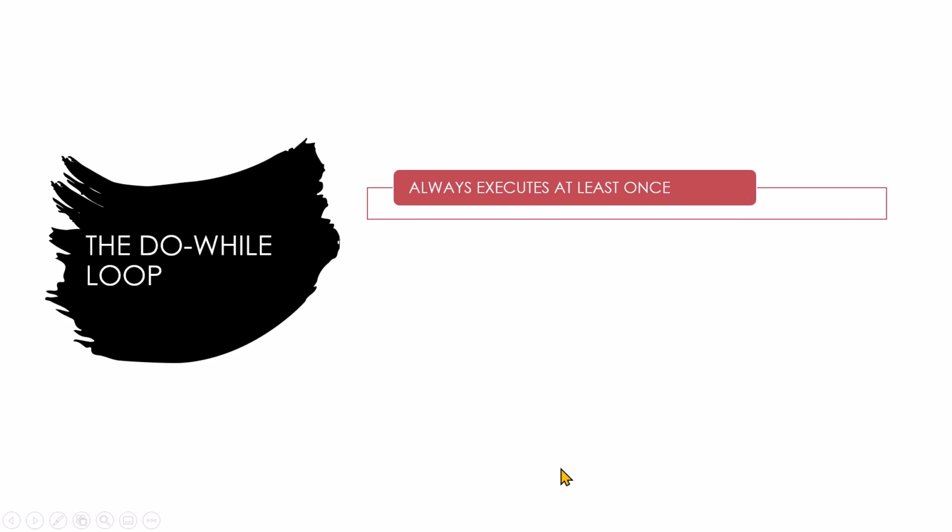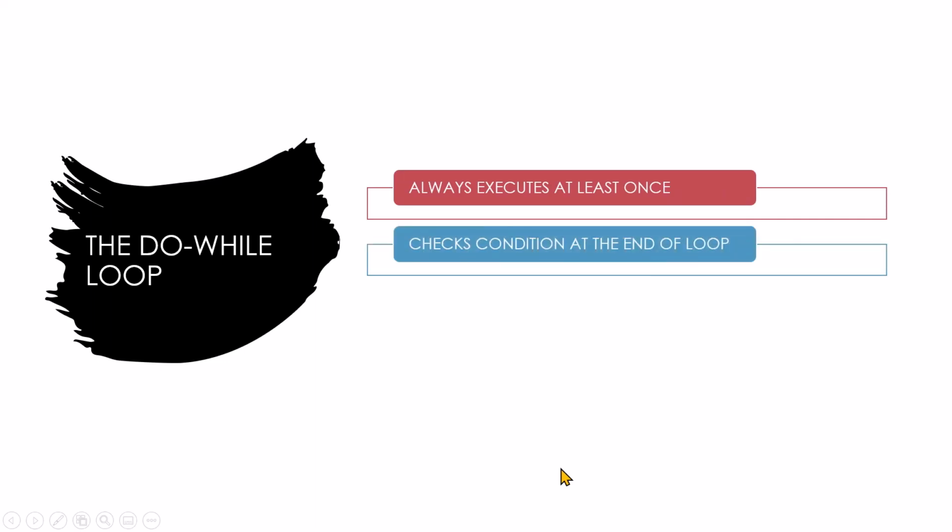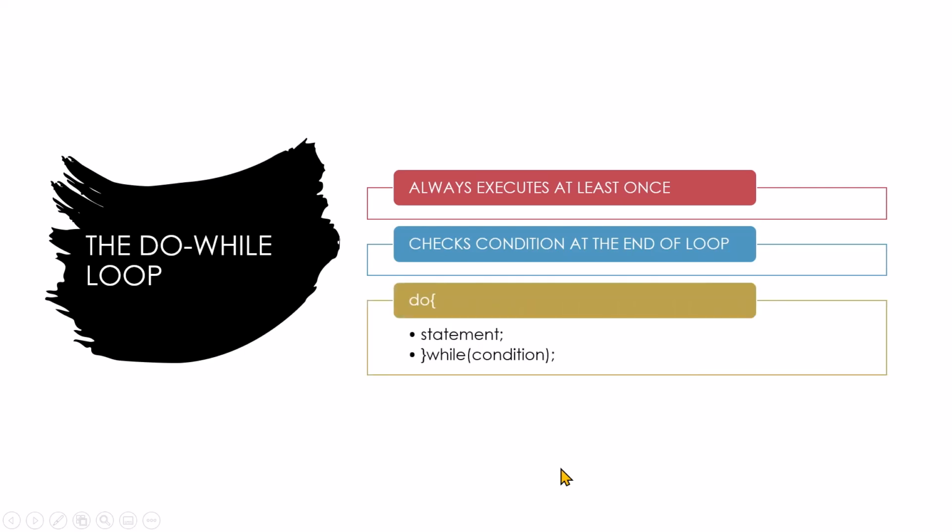The do while loop always executes at least once. Why? Because it checks the condition at the end of the loop. And so the format is like that. Do something and then check the conditions.